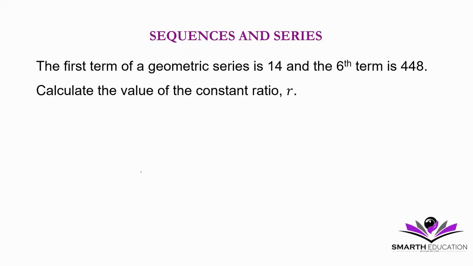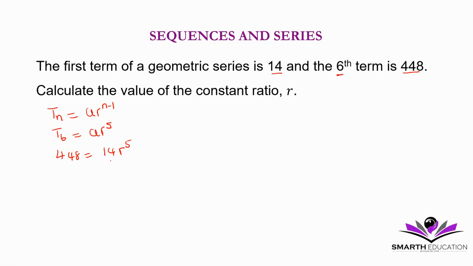So we know that for a geometric sequence, Tn is equal to ar to the power n minus 1. And we're told that the sixth term is 448, so it means T6 is equal to a times r to the power 6 minus 1, which is 5. Okay, and then a is 14, so where there's a, we can put 14. Then T6 is 448, so we have 448 is equal to 14 times r to the power 5.